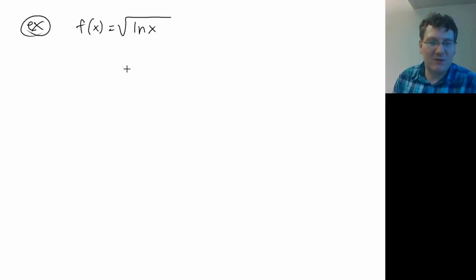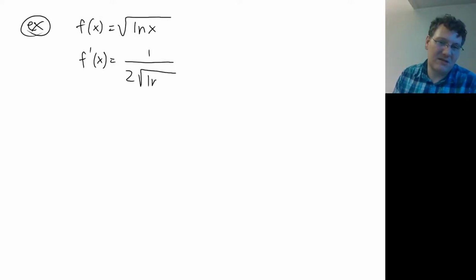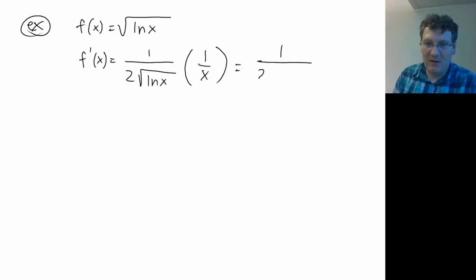Okay, and let's take the derivative of the square root of natural log of x. So the derivative of the square root, remember, is 1 over 2 square root of whatever that thing is, which is just natural log of x, times the derivative of that thing, which is 1 over x. So we could write this as 1 over 2x root ln x.